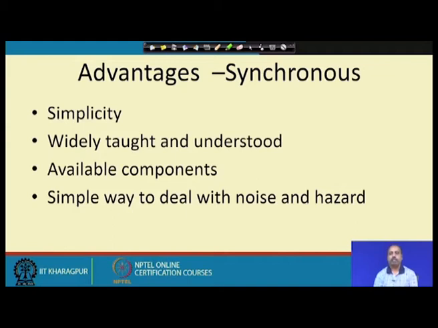Similarly, hazard, which we discussed in our previous classes, will have its effect only when the clock signal is active. Otherwise, particularly for an edge triggered system, for a very small amount of time we have to keep the system noise and hazard free, otherwise the noise and hazard are unable to affect the system state.